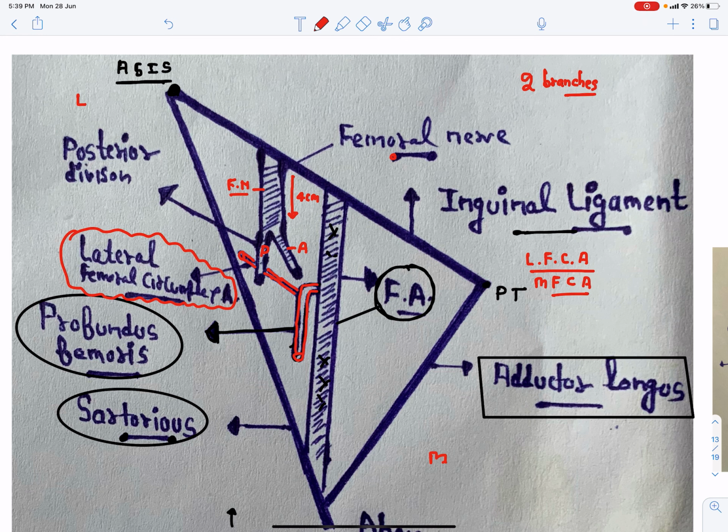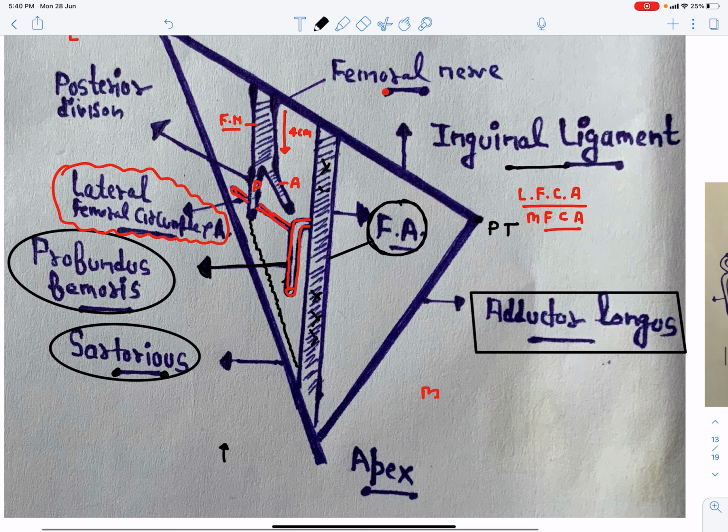Now from the posterior division one more branch arises, that is the saphenous nerve. After its origin from the posterior division of the femoral nerve, it approaches the apex of the femoral triangle. What is the name of this nerve? This is our saphenous nerve.